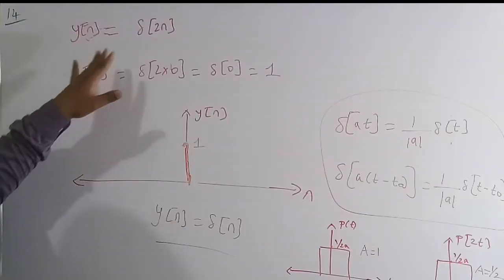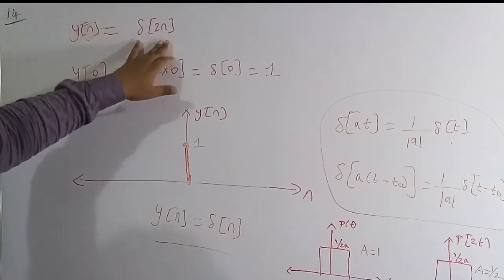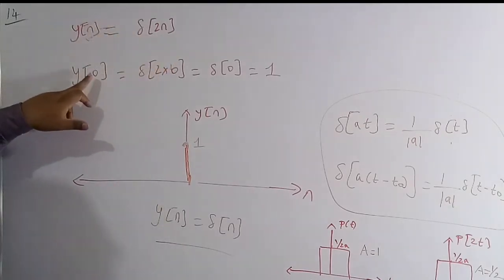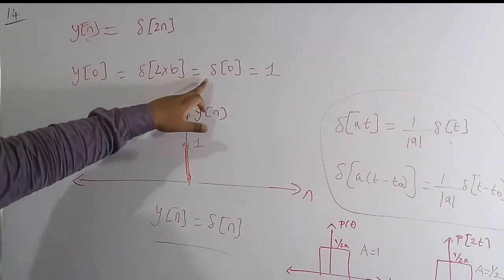So let's solve this numerical. Now we need to check what the value of delta of 2n is going to be equal to. Let me assume y of n is equal to delta of 2n. Let me assume n is equal to 0. Therefore delta of 2 into 0 is nothing but delta of 0.